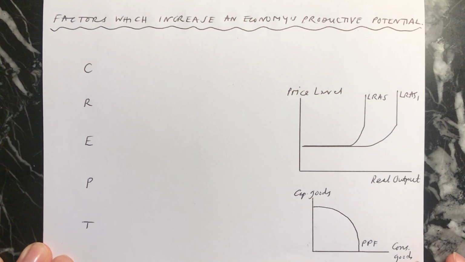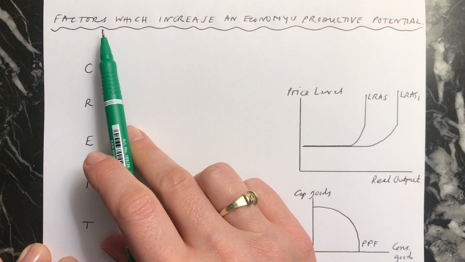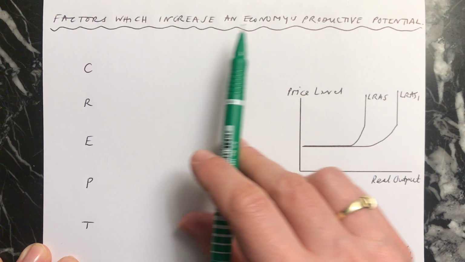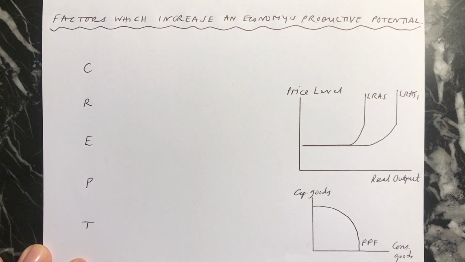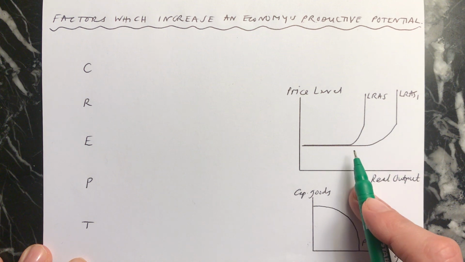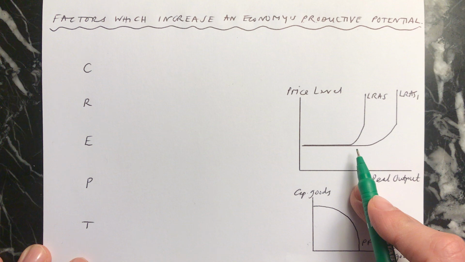Hi everybody, this is a video to explain the main different factors which are going to increase an economy's productive potential, how much they're capable of producing. And in theme 2, we'd explain this using an aggregate demand, aggregate supply diagram.